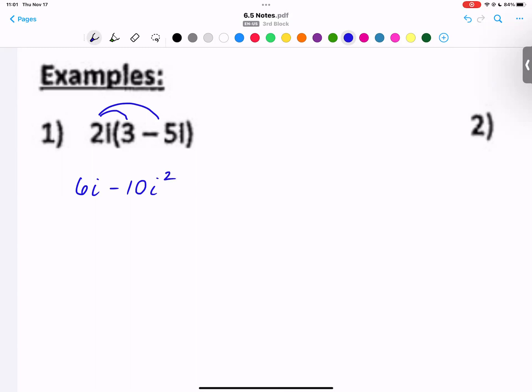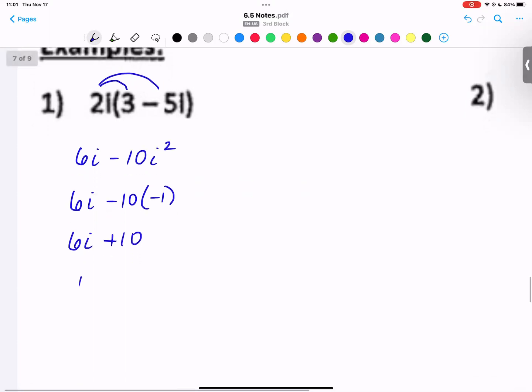Because i times i gives us i squared. Just like if that was 2x times -5x, you would have -10x squared. But this time we have i squared. We just said anytime we see i squared, we have to change it to a -1. So we can keep simplifying. We get 6i plus 10 now. And then we have to write it in the right form, which would be 10 plus 6i.